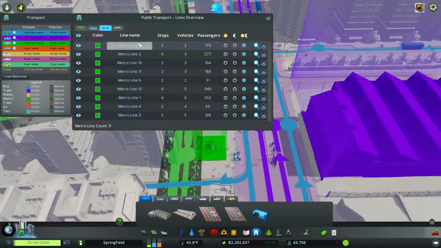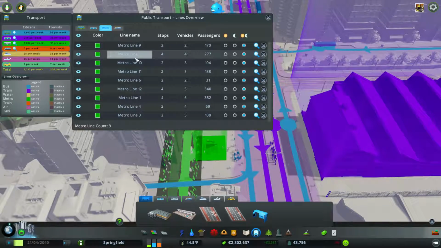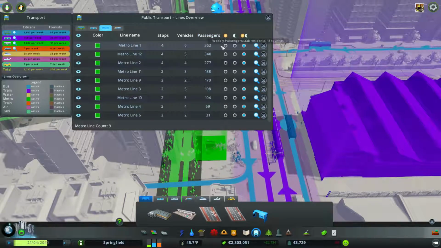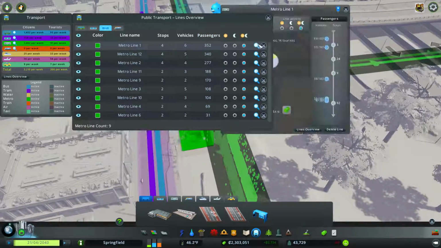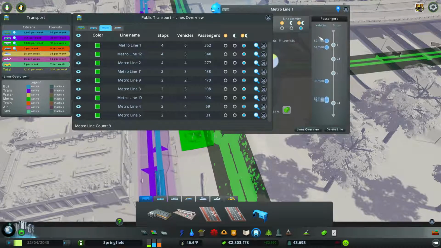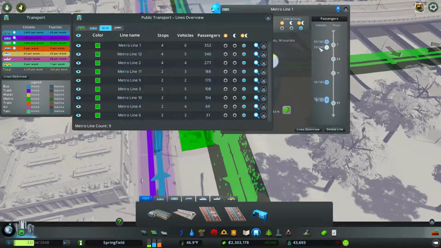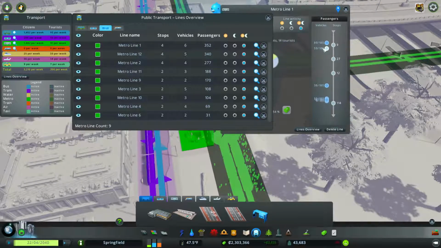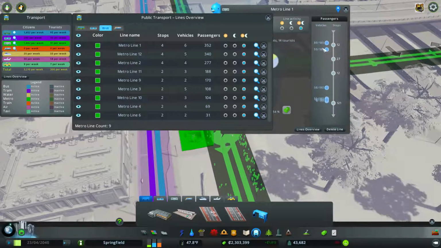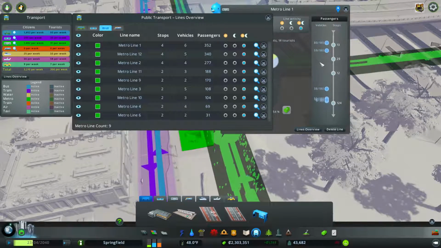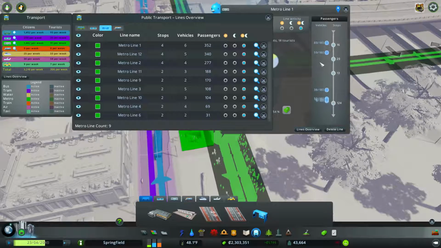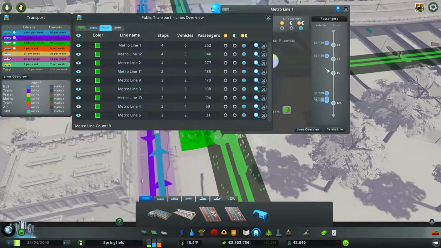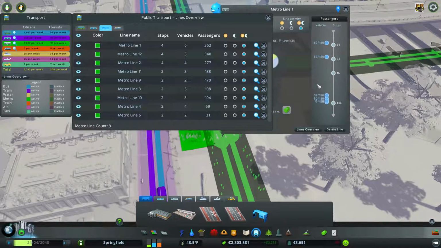so we go in here. Let's just pull up Metro Line 2. Now let's go by passengers again. Actually, let's pull up Metro Line 1. You'll notice one of these subway trains can hold 180 people. And that is, what? That's 6 times the amount of a bus. So one of these metro trains can hold 6 buses worth of people. So these can move a lot more people than the buses.